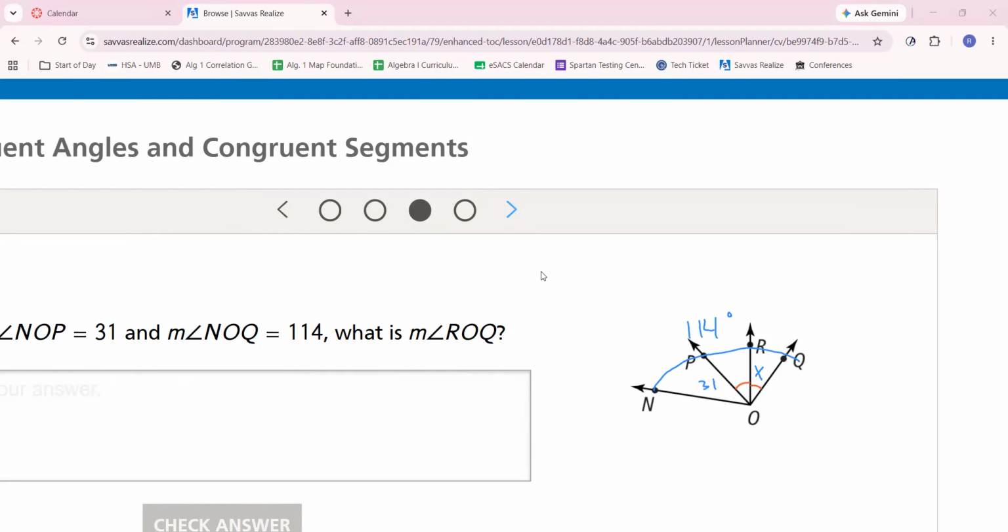ROQ is that angle. Well, ROP has the arc markings, so it's also x, the same thing. So x plus x, or 2x, plus 31 equals 114. You can solve that for x. I'll do that pretty quickly here. Once you get x, you've actually found ROQ. So 114 minus 31 is 83. Divide by 2, you get 41.5. So ROQ is 41.5.